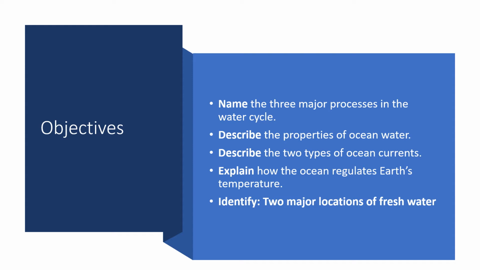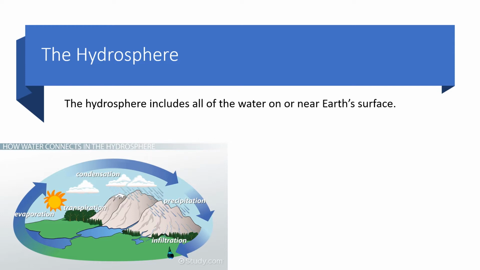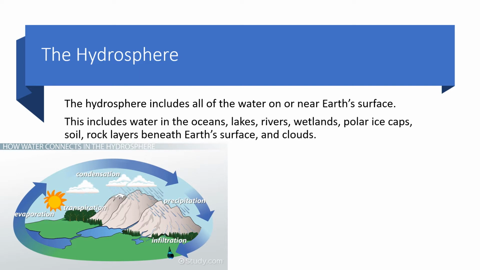All right, so let's start off and cover the first part of this. So we want to look at the major processes of the water cycle. So we first need to be able to say, what is the hydrosphere? All right, so the hydrosphere is all of the water on or near Earth's surface. And water connects in the hydrosphere through a process of the water cycle. It includes water that is in lakes, rivers, wetlands, ice caps, soil, the rock layers under Earth's surface, the clouds, and everywhere.